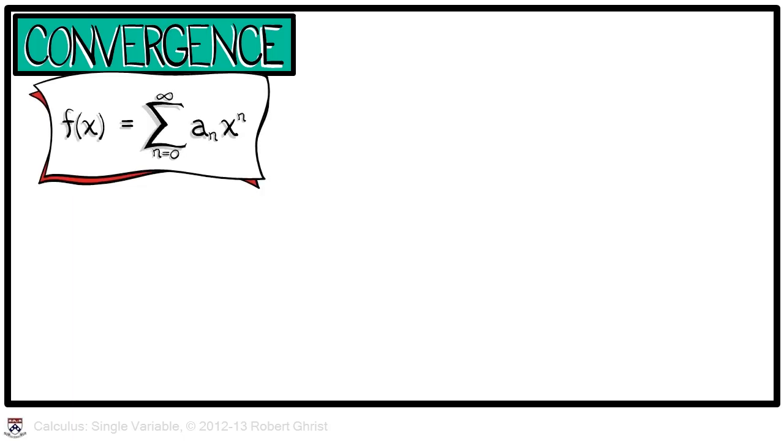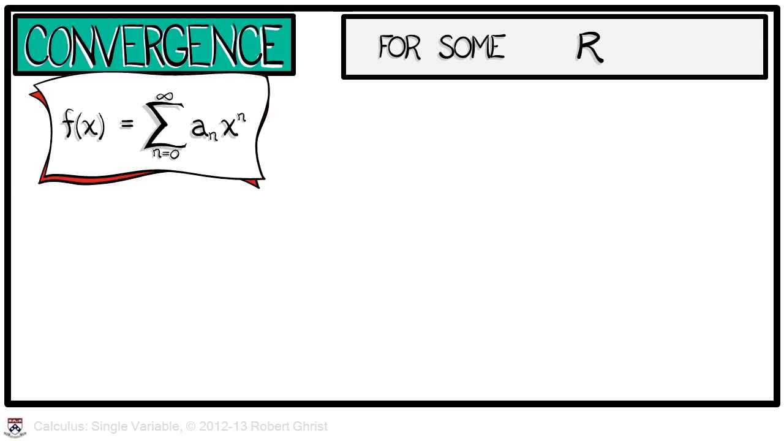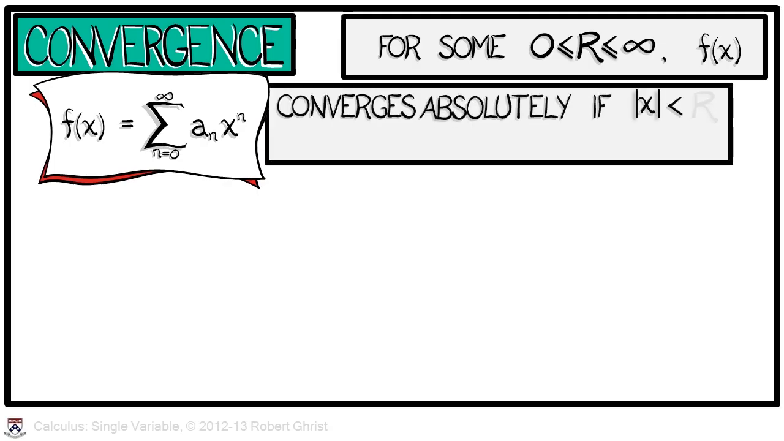Consider a power series f of x, the sum of a sub n, x to the n. The following theorem holds. For some capital R between 0 and infinity, perhaps achieving either of those values, f of x has the following convergence behavior. It converges absolutely if x is less than R in absolute value. It diverges if x is bigger than R in absolute value. Now, this R is a very special number associated to the power series. It's called the radius of convergence.